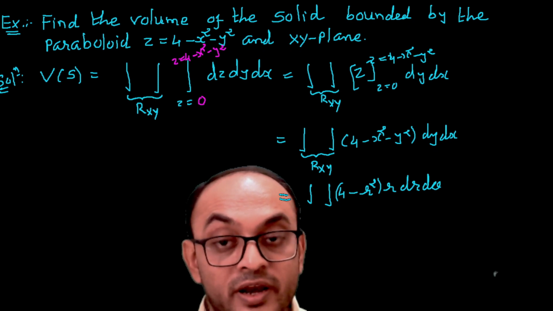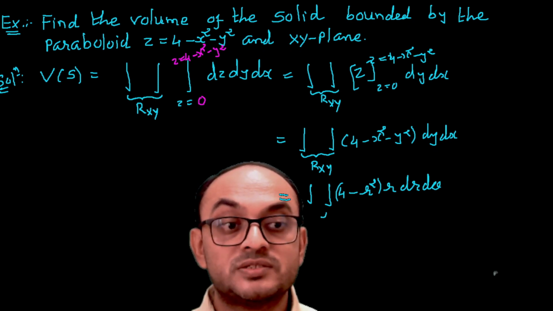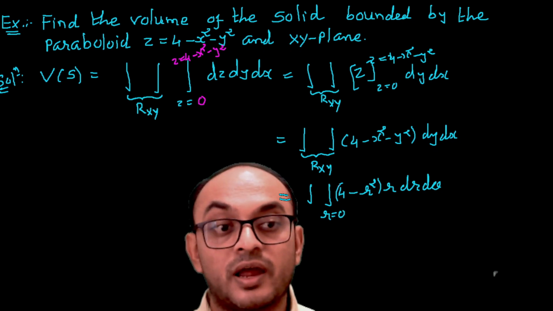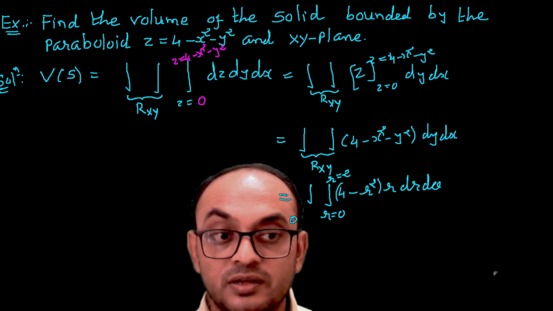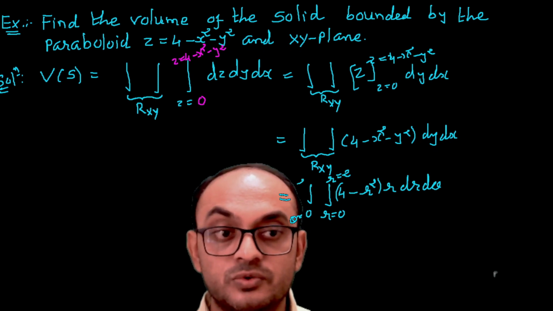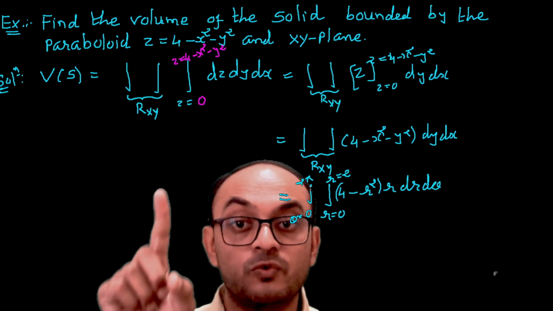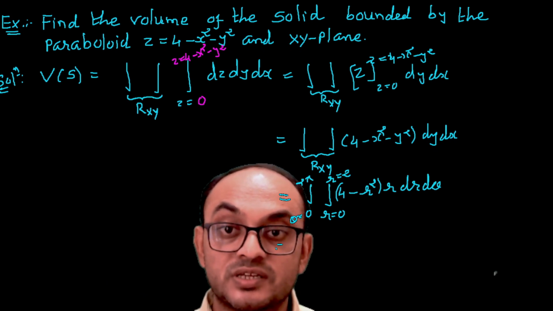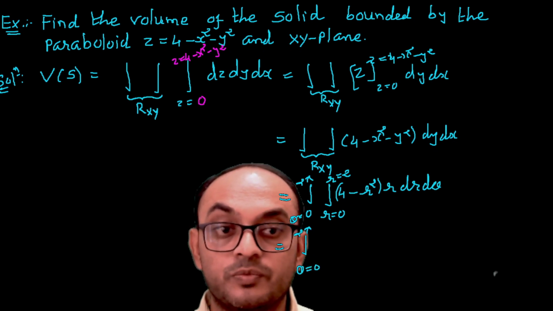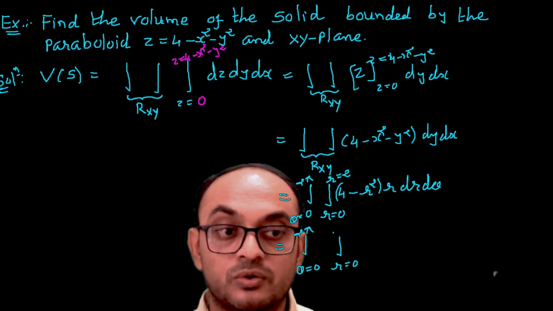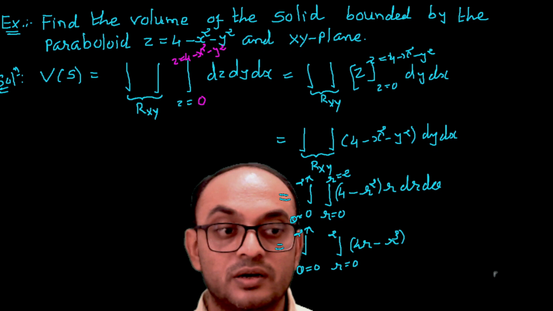Now you know, I already told you what r is. It starts from the origin and goes to 2. Right. What is theta? Theta starts from 0 to 2 pi because I have to cover the full circle. And so this is equal to integration theta equal to 0 to 2 pi, integration r equal to 0 to 2, of 4r minus r cube dr d theta.